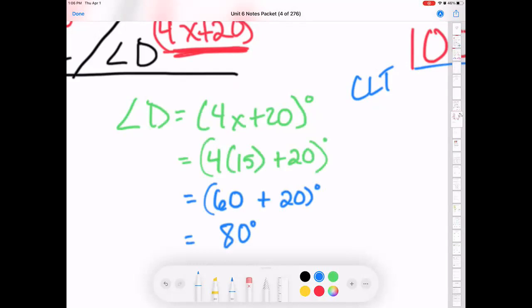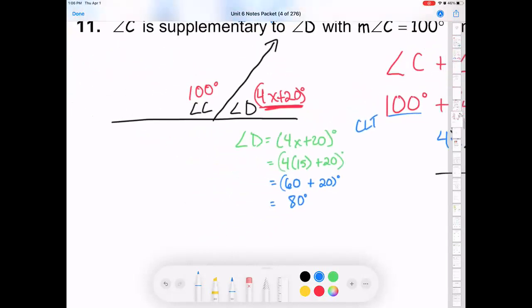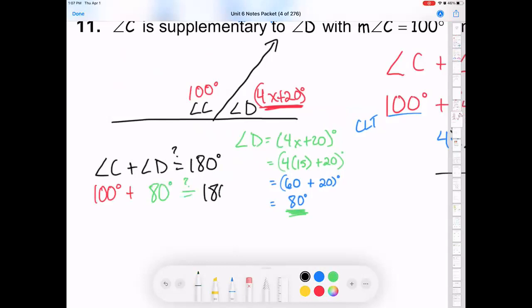Now again, our check, just to make sure, was originally angle C plus angle D. Is that equal to 180? Well, angle C was 100 degrees plus angle D we just found is 80 degrees when we plugged it in. So does this in fact add up to that 180? Most definitely it does. Okay.